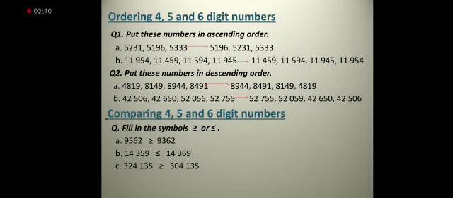Ordering 4, 5 and 6 digit numbers. Question number 1. Put these numbers in ascending order. Ascending order means smallest to largest. Part A. 5,231, 5,196, 5,333. In ascending order, we arrange it like 5,196, 5,231, 5,333.